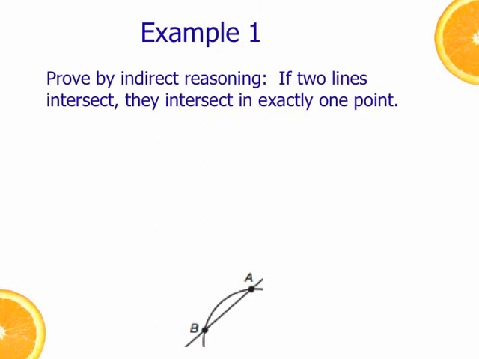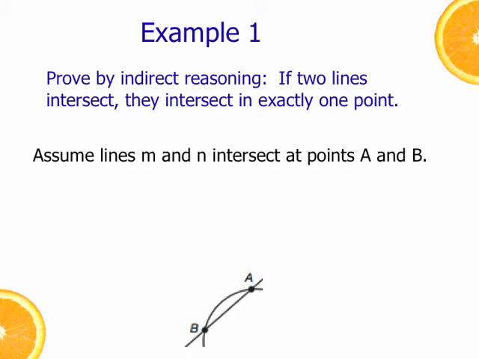Example 1. We're going to prove by indirect reasoning: if two lines intersect, they intersect in exactly one point. And we are going to make the following assumption. Assume lines M and N intersect at 2 points, A and B. And so I've drawn a makeshift diagram to show that assumption.